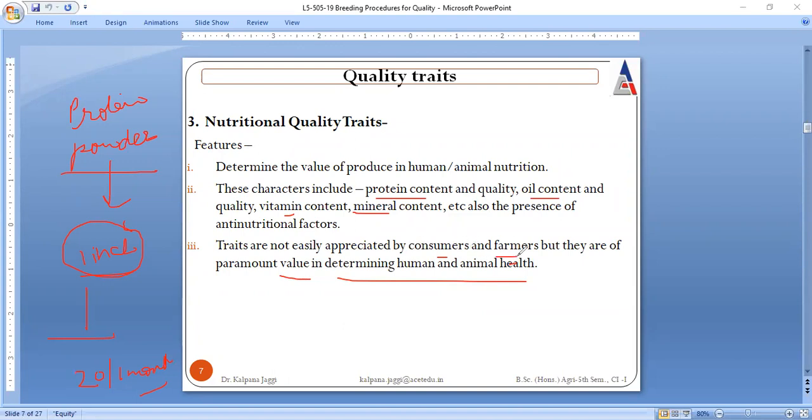Whereas when we were talking about the earlier two parameters, they were very easily appreciated, because spontaneous results were being obtained. And here, since spontaneous results are not given out, this is the reason these are not easily appreciated by consumers and by farmers. But they are important. Of course, these are nutritional quality traits, so they are definitely going to be important in determining human and animal health. So this is about nutritional quality traits.